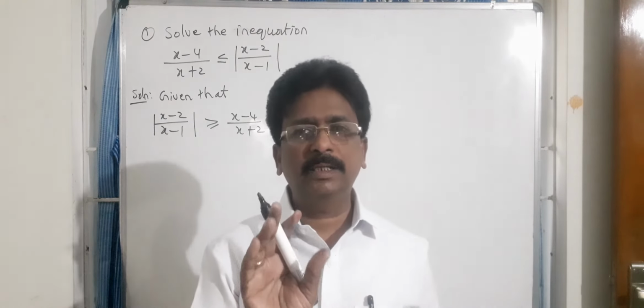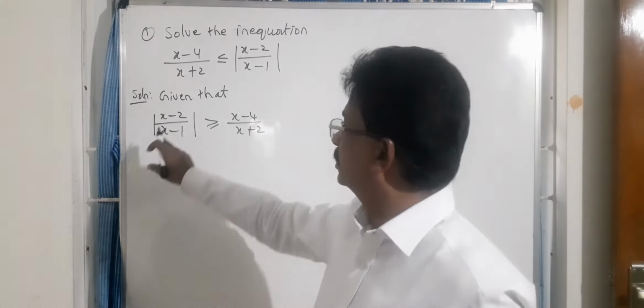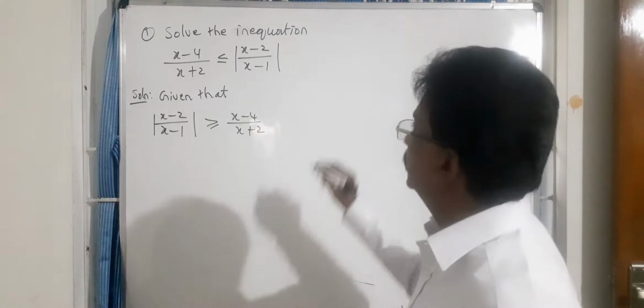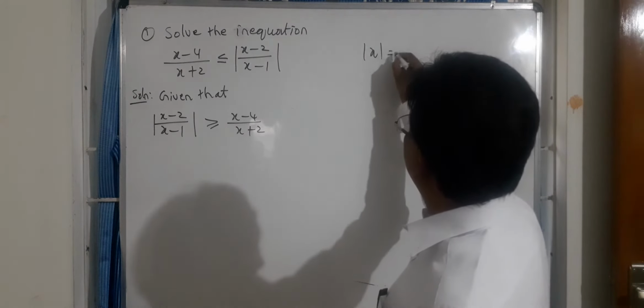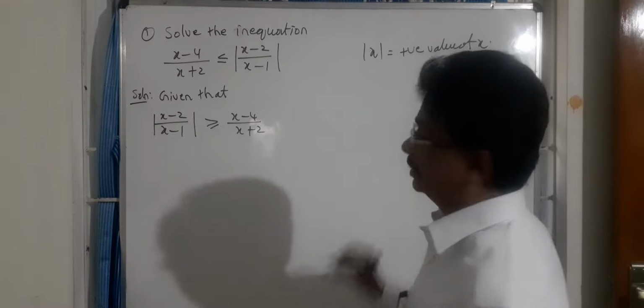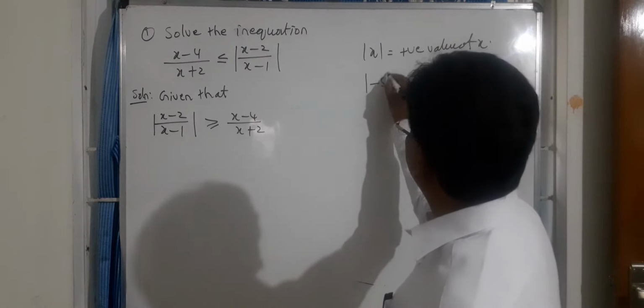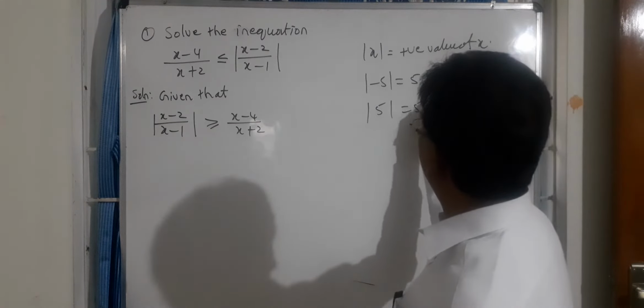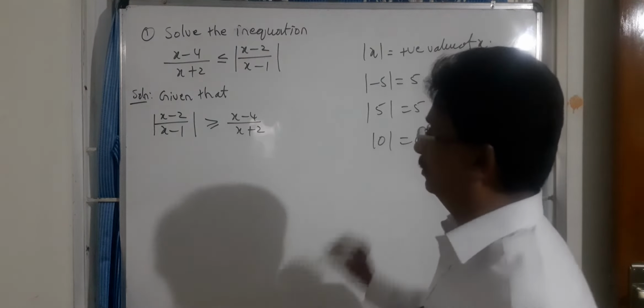Next here, two cases will arise. You see, the modulus means absolute value of the inside number. For example, mod x means the positive value of x. For example, modulus of minus 5, what is the positive value? 5. Modulus of 5 is 5. Modulus of 0 is 0. So here also modulus of anything, x minus 2 by x minus 1, the value definitely will come as 0 or greater than 0, 0 or positive.